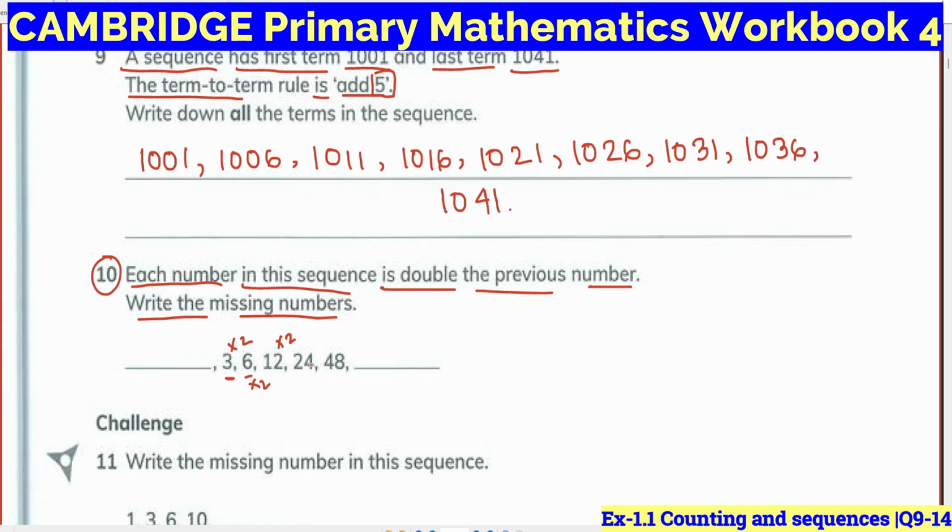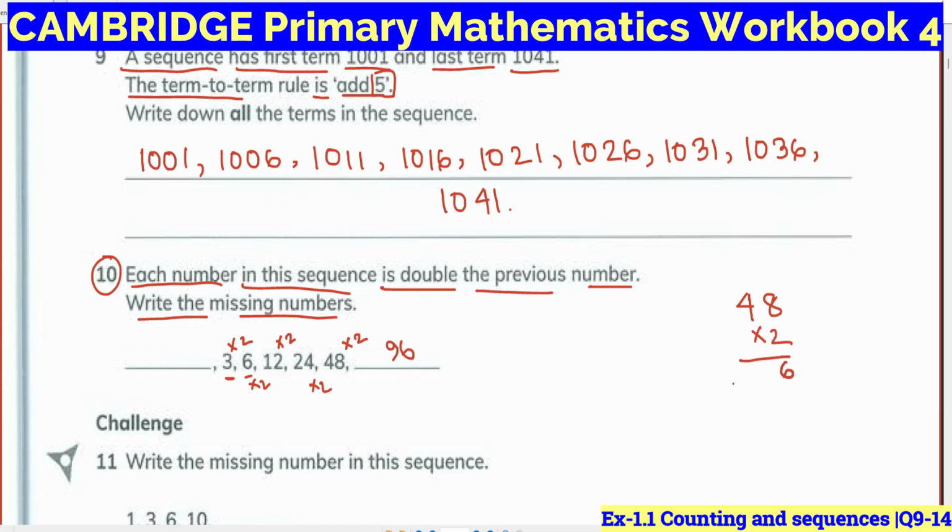12 times 2 is 24. 24 times 2 is 48. And 48 times 2 is 96. How? Here is 48 times 2. So 8 times 2 is 16.